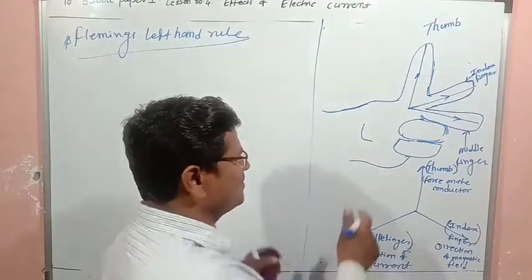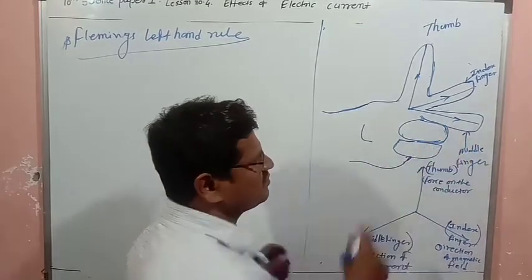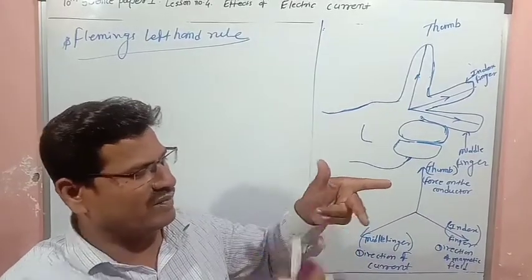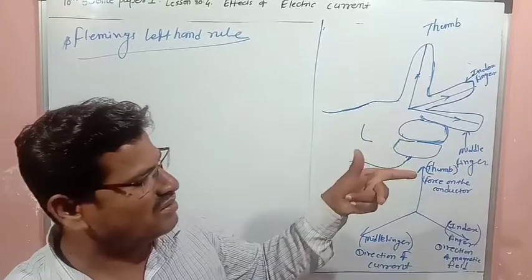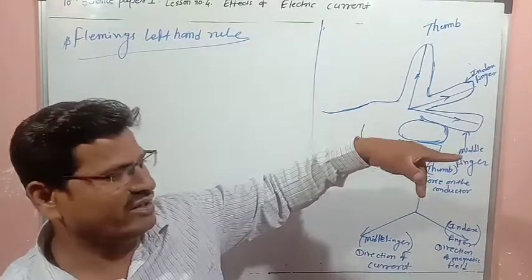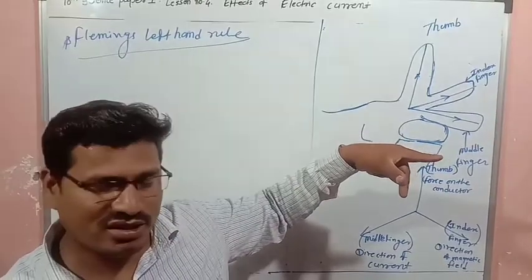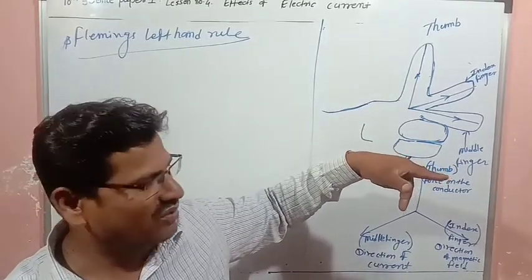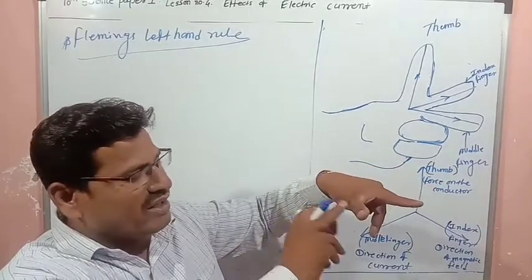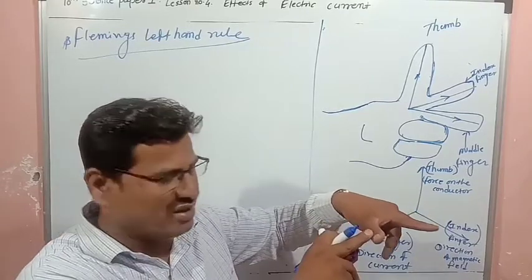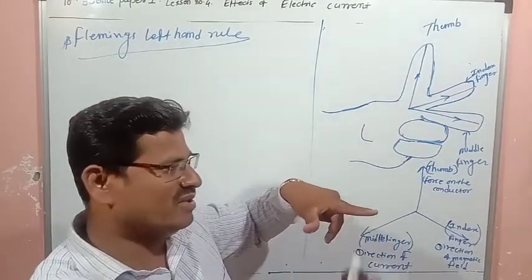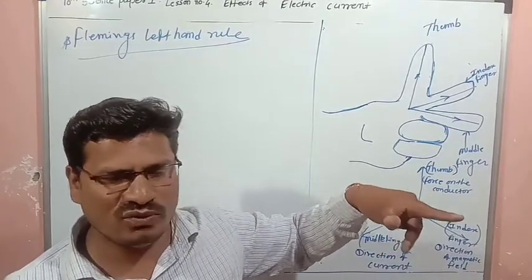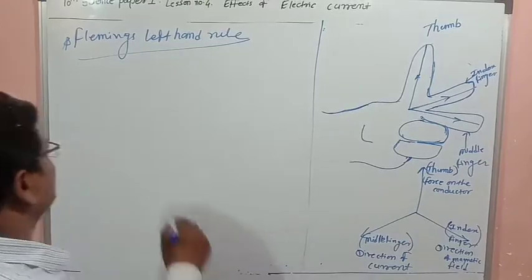According to Fleming, you have to stretch your thumb, forefinger, and middle finger in such a way that they are perpendicular to each other. At that time, the thumb is pointing the direction of the force acting on the conductor. The index finger is pointing the direction of the magnetic field, and the middle finger is pointing the direction of the current. So it is an easy rule.